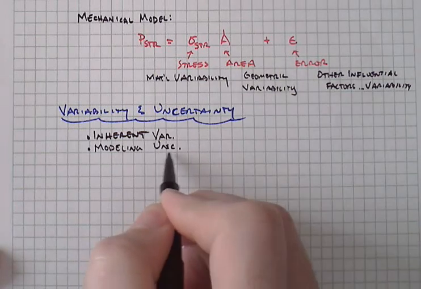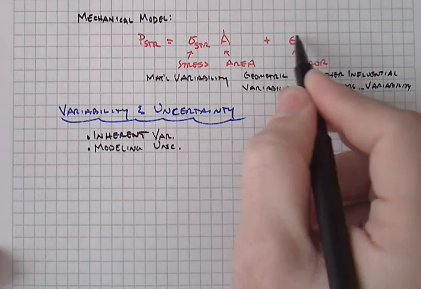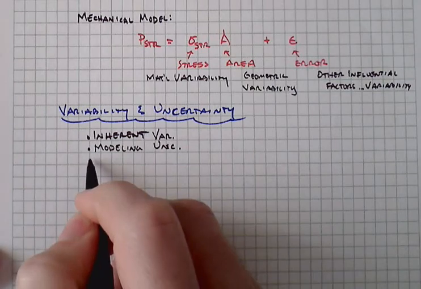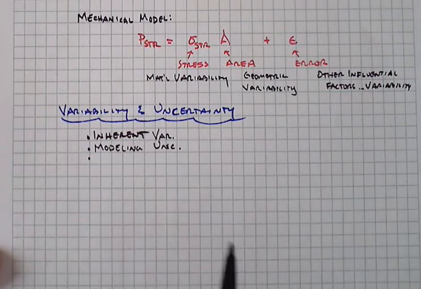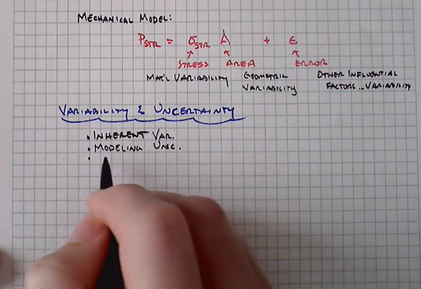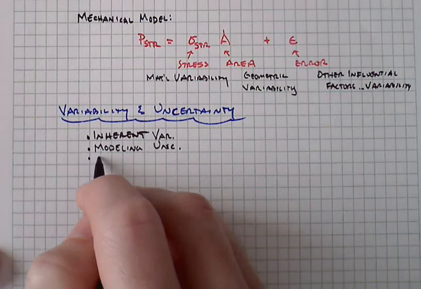And then this notion that we add the error term in here to account for all these other influential factors is another part of that modeling uncertainty. So there's two areas where we see both variability and uncertainty that we'll be characterizing in this course. And then we'll do statistical quality control.